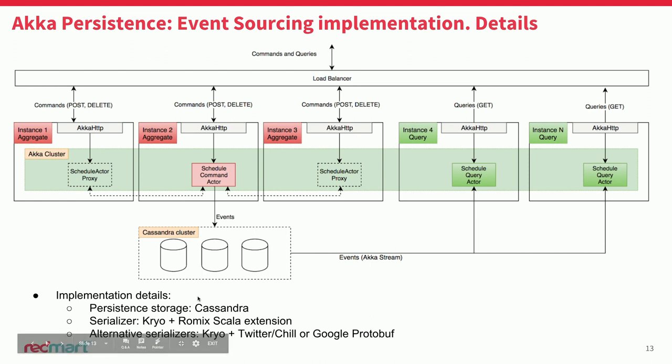So we took Kryo. Kryo is a Java thing, so we need to pick something for Scala. I picked the Romix extension, but we were also considering Twitter Chill as an extension. So, oh, sorry, where did it disappear? Yeah. So an alternative serializer can be Kryo plus Twitter Chill, which is recommended now. Those days I picked Romix as it was the best. Or, if you consider that, Google Protobuf is also fine. It's also recommended. But I don't know how it works with Scala. I haven't tried. Yeah, these are a few implementation details here.